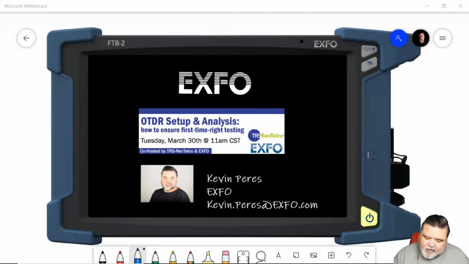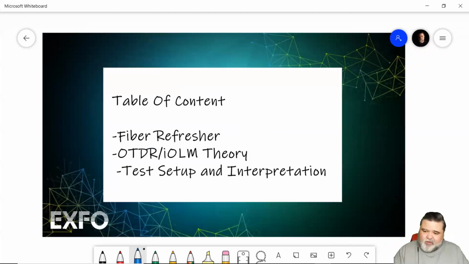And if anybody's ever sat in on my training, and I do quite a few of these, so there's a good chance some of you might have, I always start with a little bit of a fiber refresher. This one's going to be a little bit more truncated, not as detailed, because I really want to get into the analysis portion to make sure that we do first time right testing. But to get to that point, it is important to talk a little bit about fiber and about OTDR theory, so how OTDRs work, because when we start analyzing the data, this is the kind of information that we're looking at.